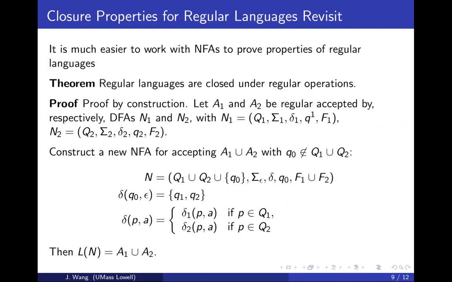Okay, so now we can revisit closure properties for regular languages. Last time we proved that regular languages are closed under union by construction, using a construction from DFA. Using NFAs, it's a lot easier to do this construction. So regular languages are closed under regular operations. First we look at union. The construction is straightforward.